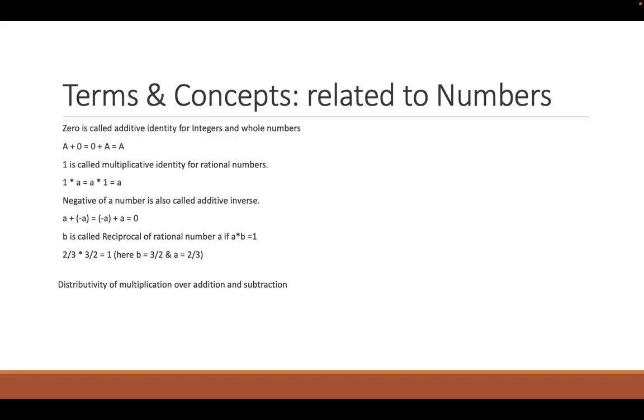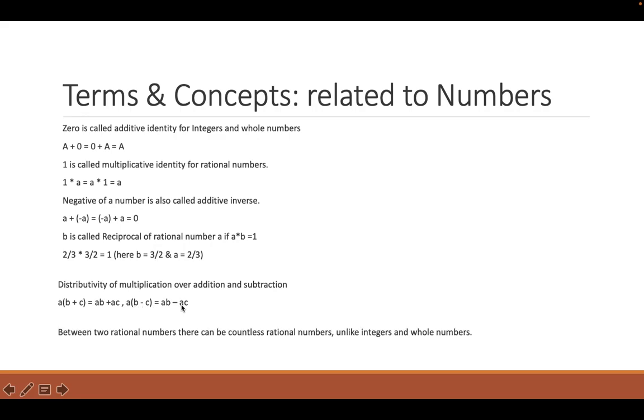Distributivity of multiplication over addition and subtraction. See, distributivity is working over addition and subtraction. That's the example it is giving. So you multiply a with the bracket of b plus c, equal to this result, and that's how you distribute. The expression is distributed when you multiply, and when you multiply a with b minus c, this is how it is distributed.